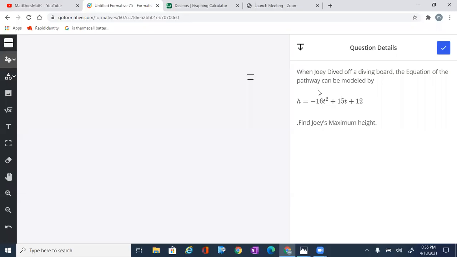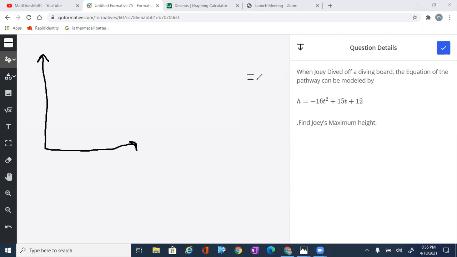All right, we're going to go look at quadratics and finding the maximum height of a quadratic. So it says when Joey dived off a diving board, the equation of the pathway can be modeled by negative 16t squared plus 15t plus 12. So the first thing I'm going to do is just sketch out a picture so we kind of understand what is happening here.